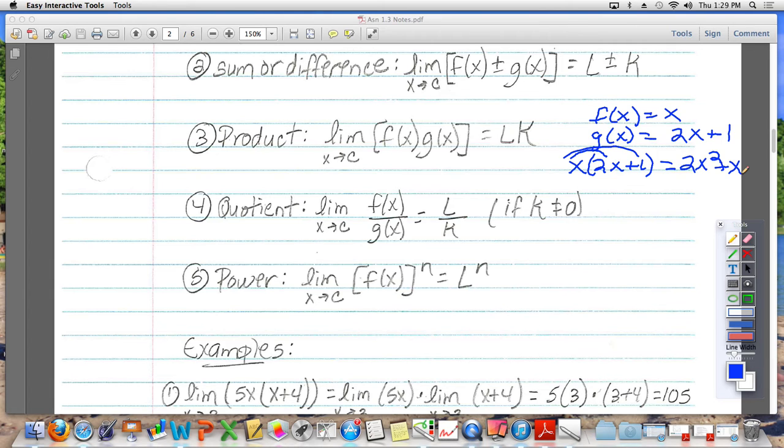The power rule, if you have the limit as x approaches c of some function to a power, all you need to do is calculate the limit of the function and put it to that power, and there's your answer.